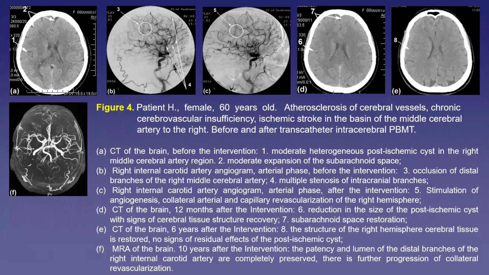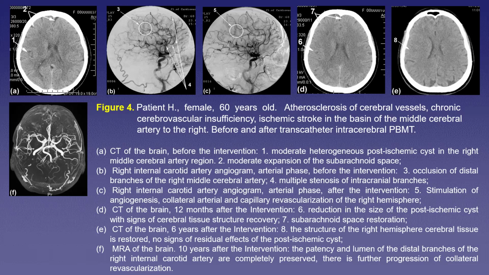In this picture, you see results for a female patient, 60 years old, with atherosclerosis of cerebral vessels, chronic cerebrovascular insufficiency, and ischemic stroke in the basin of the middle cerebral artery to the right. The results are before and after PBMT treatment. In figure A, you see CT scan of the brain before the intervention, which shows moderate heterogeneous post-ischemic cyst in the right middle cerebral artery region. You also see moderate expansion of the subarachnoid space.